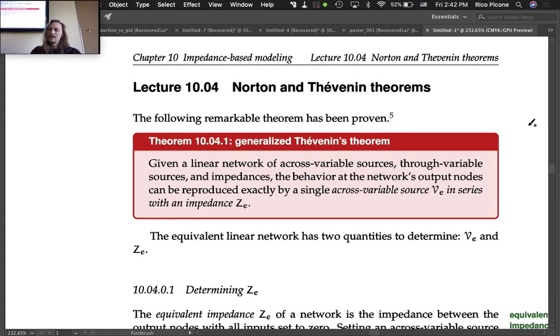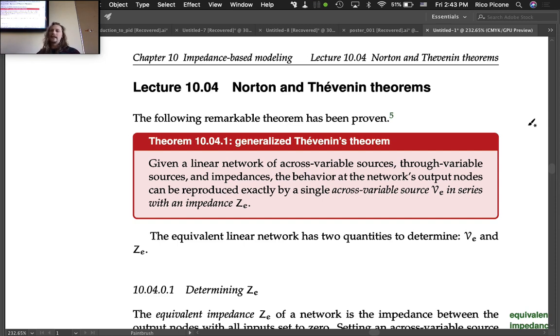10.4, Norton and Thevenin's theorems. We've seen this lecture before. That's why we can move through this lecture pretty quickly. We've seen this before in electronics, but now it's going to be written out in a more generalized form.